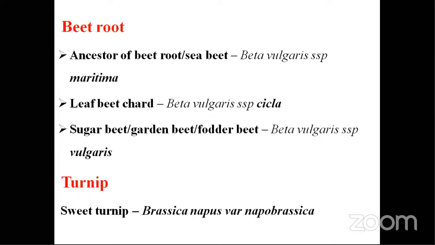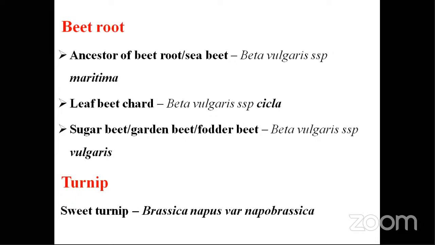The leaf beet chard is Beta vulgaris species Cycla, and the sugar beet, garden beet, or the fodder beet is Beta vulgaris species vulgaris that we generally consume. The garden beet, the fodder beet, the table beet or the sugar beet that we generally consume is Beta vulgaris species vulgaris, and the ancestor is Maritima, and the leaf beet chard is Beta vulgaris species Cycla.